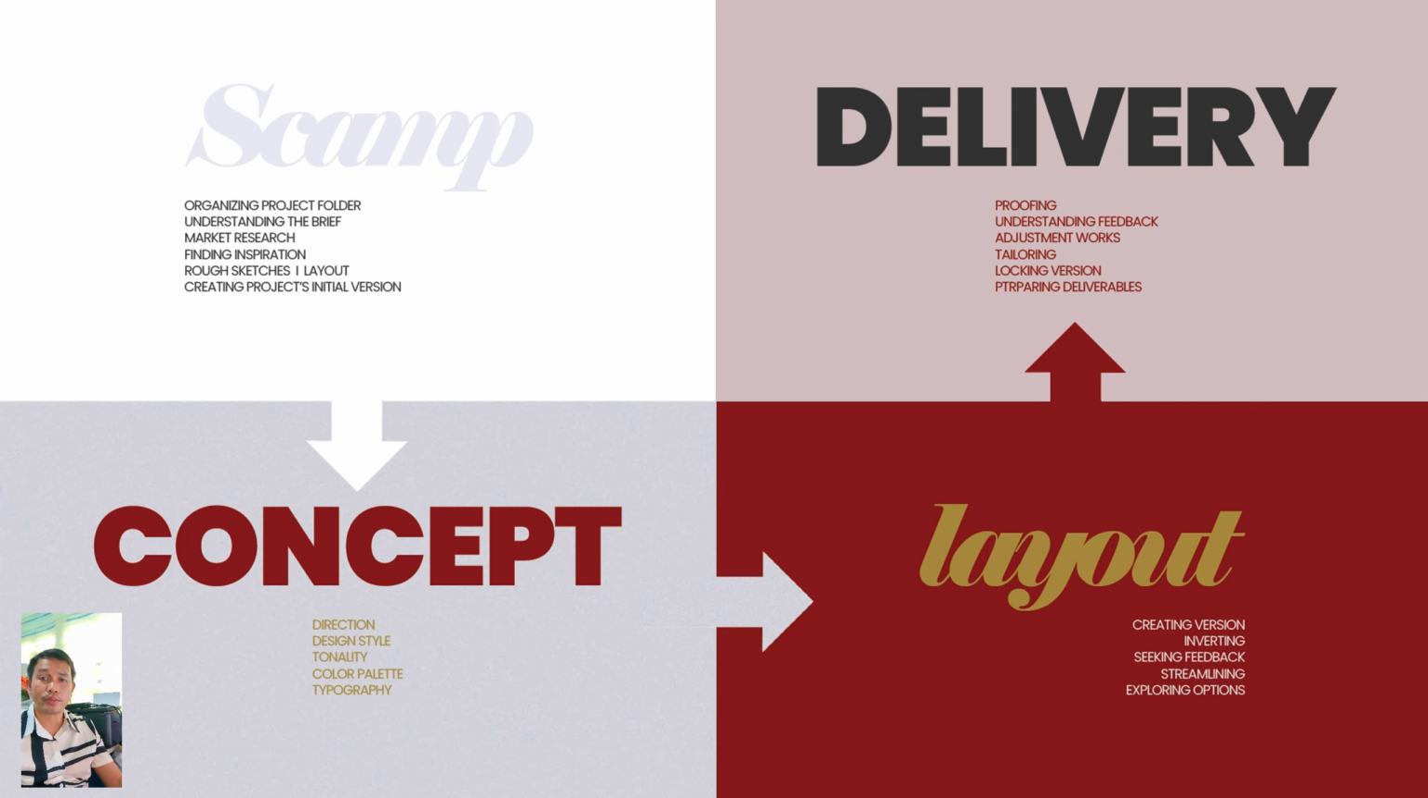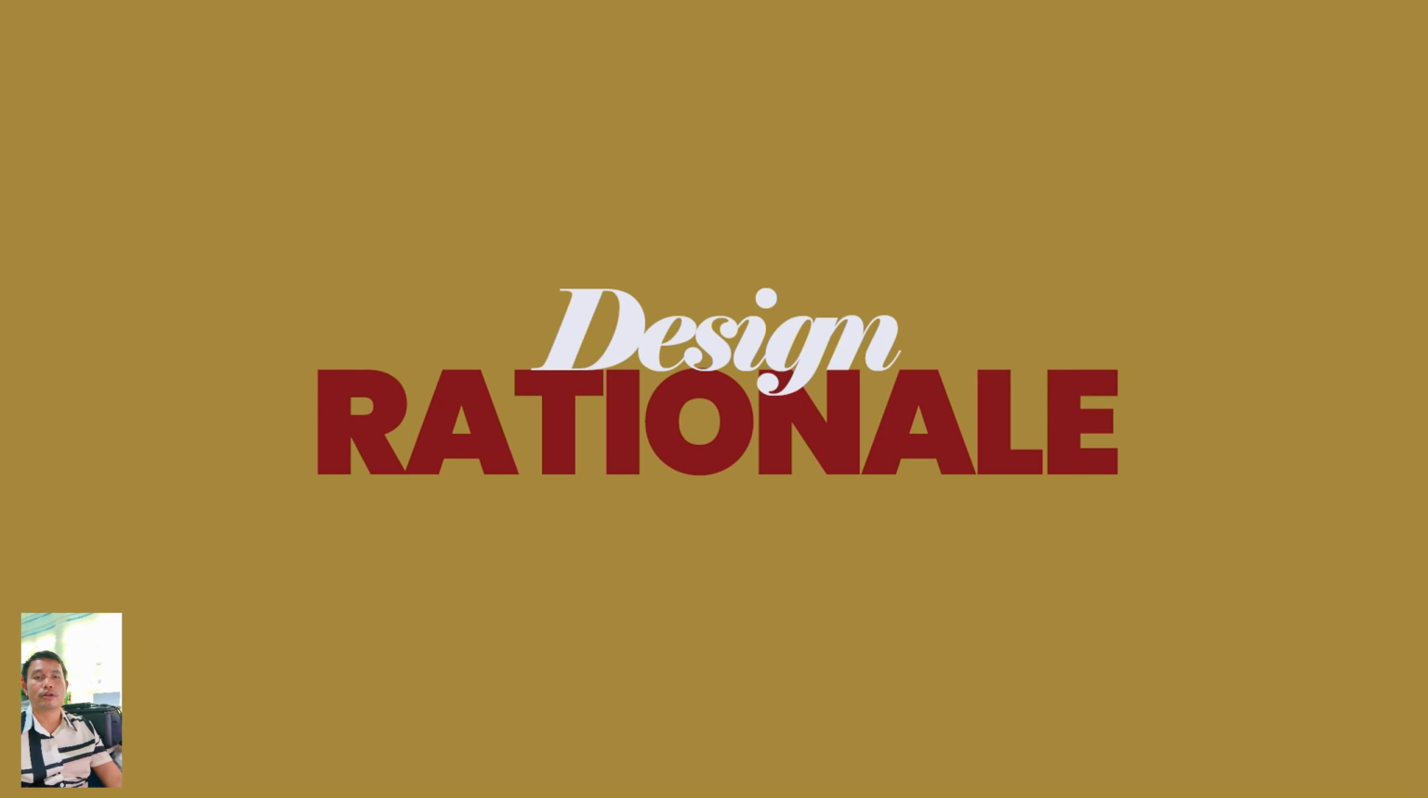After which, I'll start with my actual conceptualization, wherein I will develop the design direction, the design style, the tonality, the color palette, and the typography. And then I will proceed to actually do the layout. Of course, doing all the layout, I'll always start with my go-to layout, which is the rule of thirds, and from there I will develop other types of layout, and then I will go ahead and prepare the deliverables.